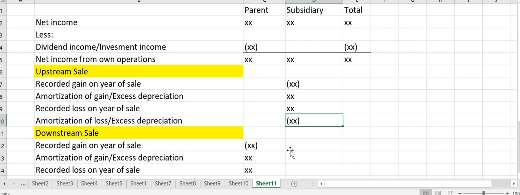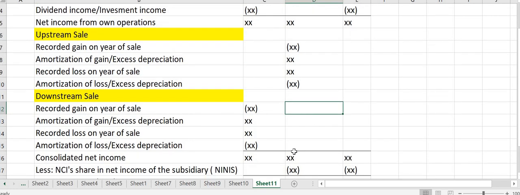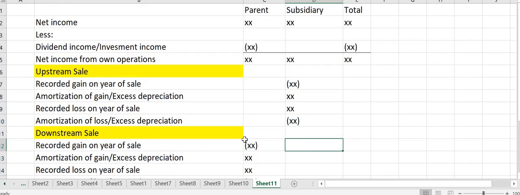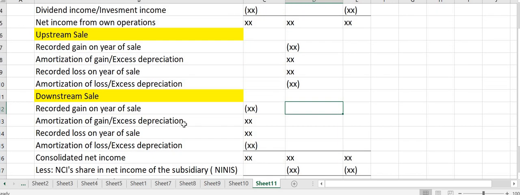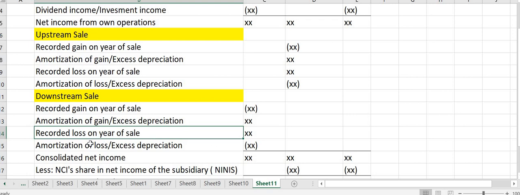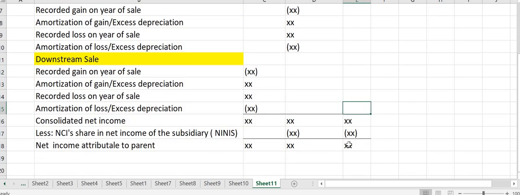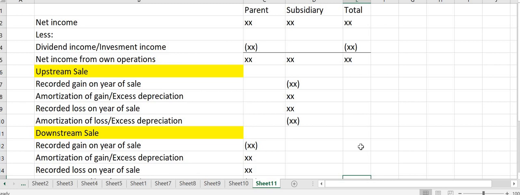Okay? So, you'll do the same for a downstream sale, no? Pero, of course, pag downstream, ang selling affiliate is si parent. So, kay parent ka mag-adjust. So, you'll deduct recorded gain on year of sale. Then, you add amortization of gain. You add back recorded loss on year of sale. And then, you deduct amortization of loss. Of course, kay parent. Then, you have your consolidated net income na, and then, deduct the non-controlling interest share in the net income of the subsidiary, to have the net income attributable to parent. Okay? So, that's it, no?